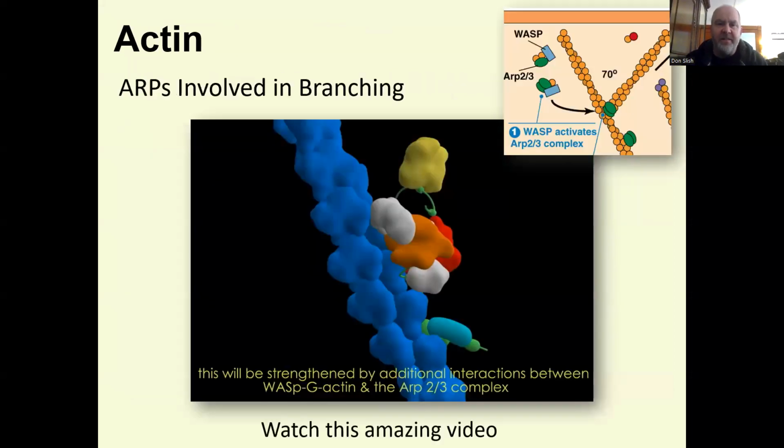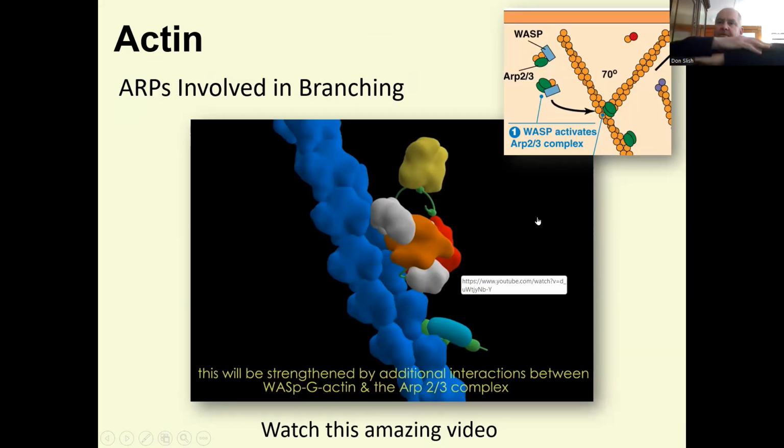And you can see that in this animation, which is really cool. Again, same people made this animation as the last one, and it's absolutely gorgeous in my opinion. What's really neat about this animation, you can see this green thing here is the WASP. And this is just a classic way that molecules activate and deactivate.